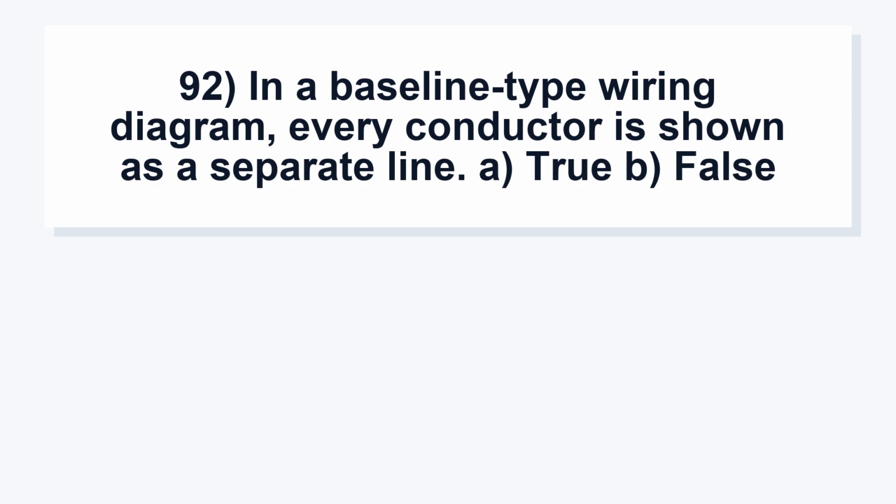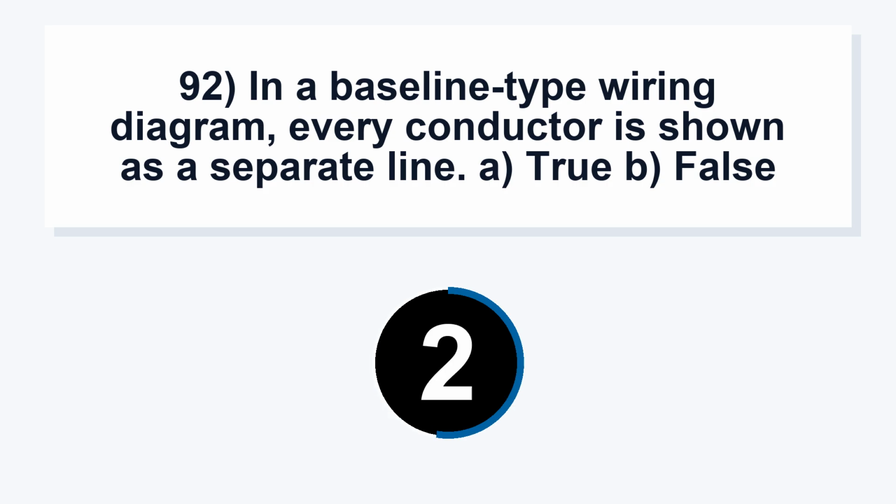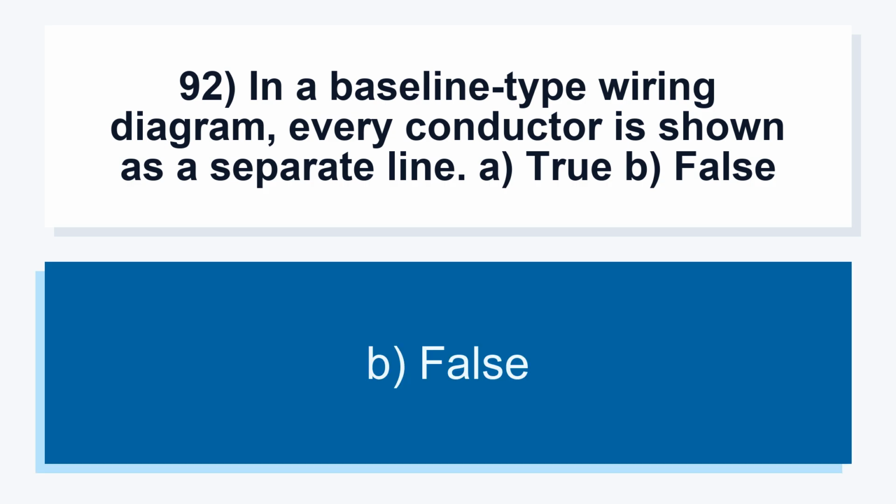92. In a baseline type wiring diagram, every conductor is shown as a separate line. A. True. B. False. B. False.